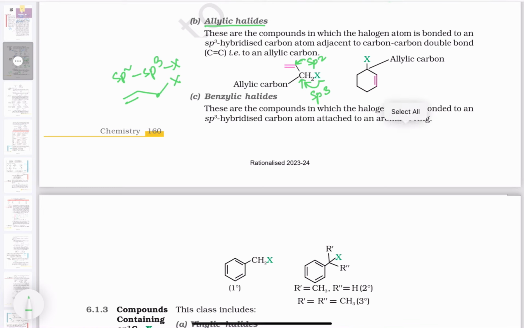I can read it out for you. These are the compounds in which the halogen atom is bonded to an sp3 hybridized carbon atom adjacent to a carbon-carbon double bond. This is known as allyl halide. Similarly, this is known as allyl halide. The allylic carbon is this, which is not in a benzene ring. It is just a normal cyclohexane ring with one double bond, and this position is known as the allylic carbon.